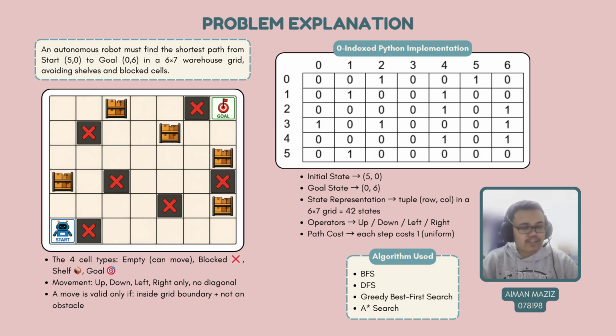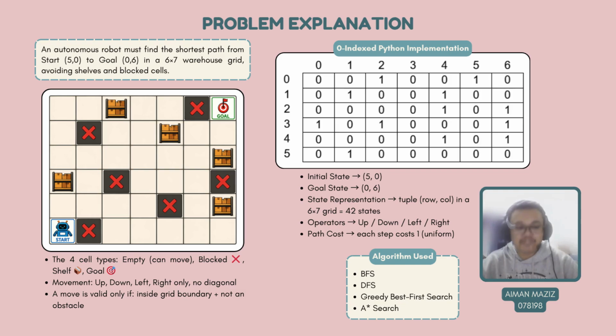And my job is to explain the project's problem. Our group has chosen option B, which is the robot maze navigation. This would involve an autonomous robot that must find the shortest path from the starting point to the goal point in a 6x7 warehouse grid.